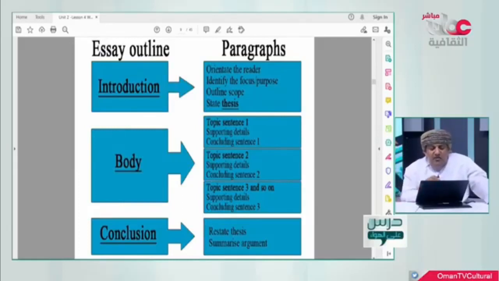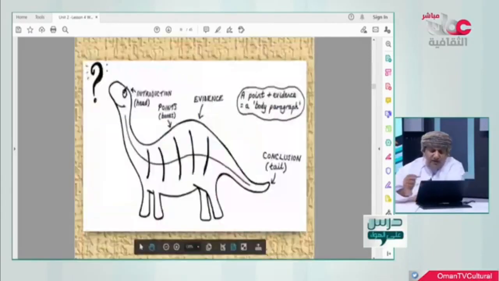So in the introduction, we are entertaining the reader, identifying the focus, purpose, outline, scope, and other things. Also, in the body parts, we may have 2 paragraphs or 3 paragraphs or 4 paragraphs as you can give your thoughts or ideas in it. In each paragraph in the main body, we have a topic sentence, supporting details, and a concluding sentence. The final part of your paragraph or essay is a conclusion. You are going to summarize your essay.